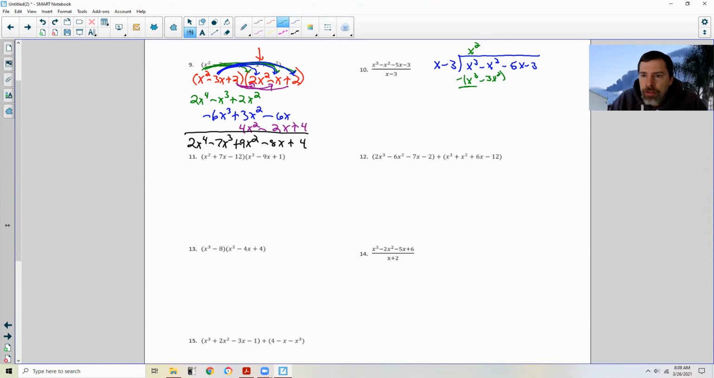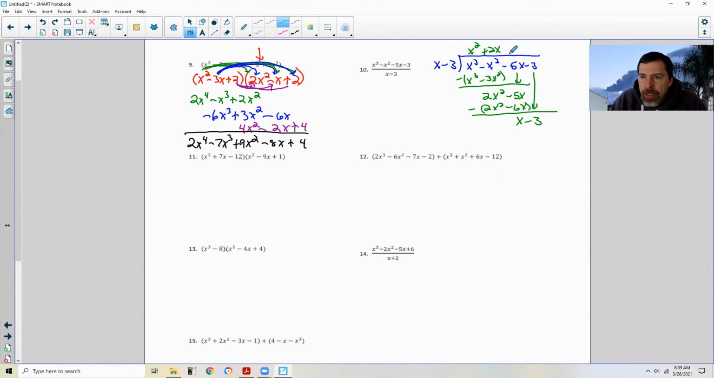X cubed minus x cubed is nothing, 0. Negative x squared minus a negative is plus. That will give me 2x squared. Bring down the minus 5x. 2x squared divided by x is 2x. 2x times x, 2x squared. 2x times a negative 3 is negative 6x. Subtract. 2x squared minus 2x squared is 0. Negative 5x minus a negative 6x is plus 6x. That will give me x. Bring down the minus 3.